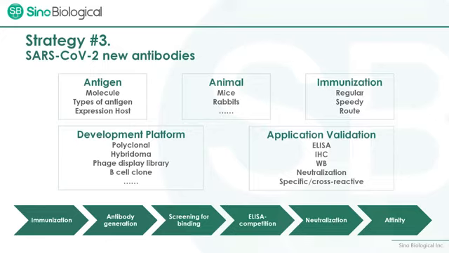Four development platforms have been used for the new antibody generation: the regular polyclonal antibody platform, the classical hybridoma, and we also use phage display library and B-cell antibody cloning techniques for monoclonal antibody generation. Then lastly, we test the application validation by ELISA, IHC, and neutralization. We also want to test if the antibody is specific for SARS-CoV-2 or if it has cross-reactivity to other coronaviruses.